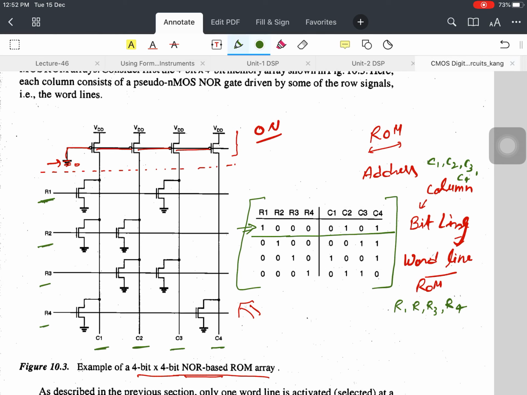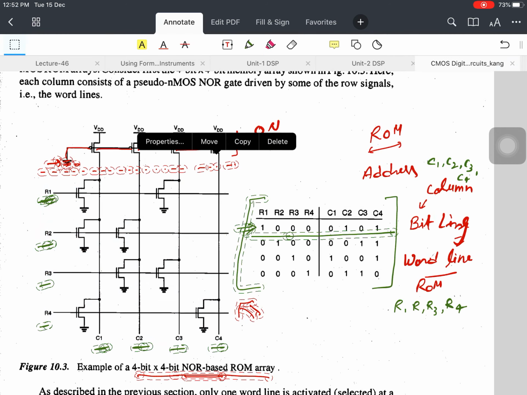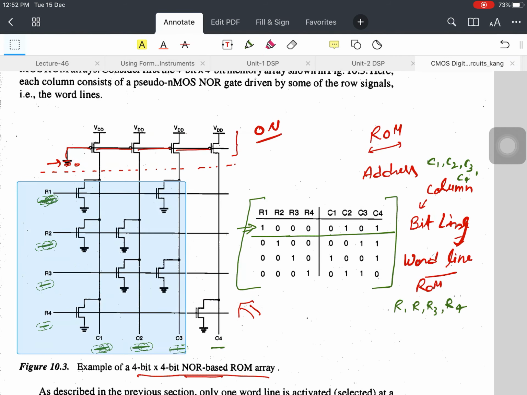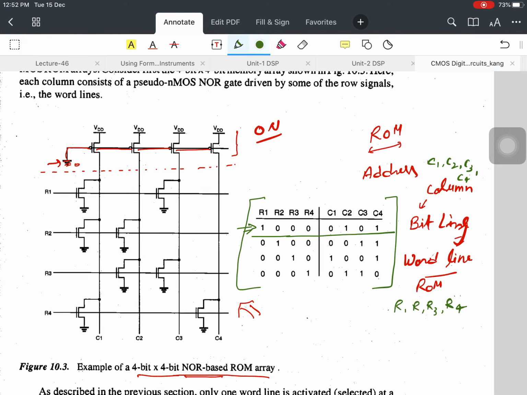And R2, R3, R4 we are taking these values as 0. So you are taking this value as 1 and the rest are 0, 0, 0. What will happen means you are applying one voltage, nothing else. You are applying VDD, 5 volt, over here.